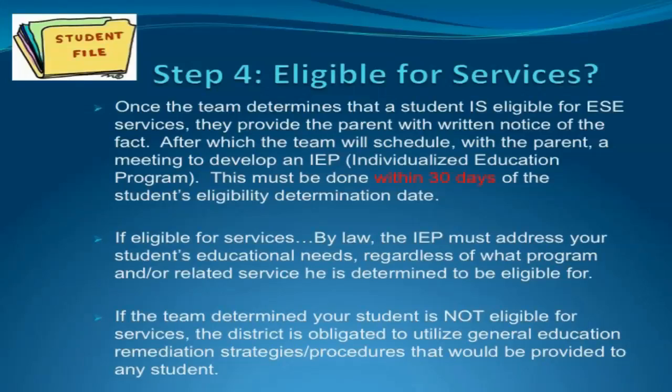If the team determined that your student is not eligible for services, however, the district is obligated to utilize general education remediation strategies and procedures that would be provided to any student. And again, they might go through the RTI process. They might put them in Read 180 or Title I or whatever program they've got going on that would be available to a typical or gen ed student. They would start looking at interventions and strategies to implement for your student in the gen ed setting. But they would have to give you a written rationale for why the student wouldn't be eligible for special needs services.